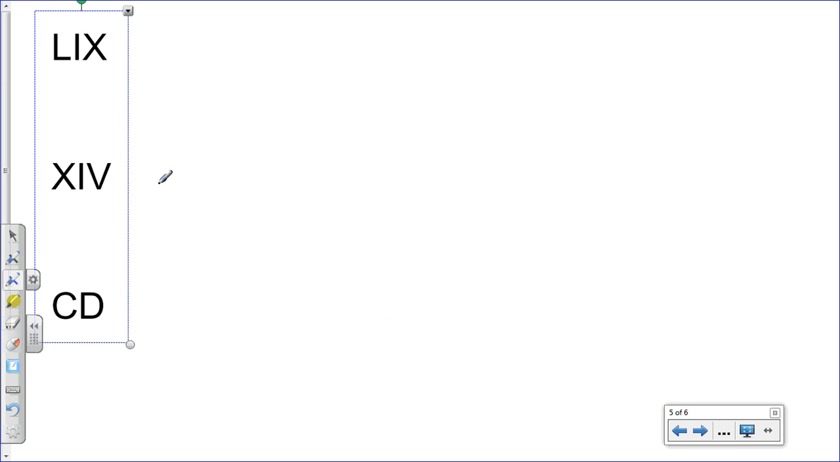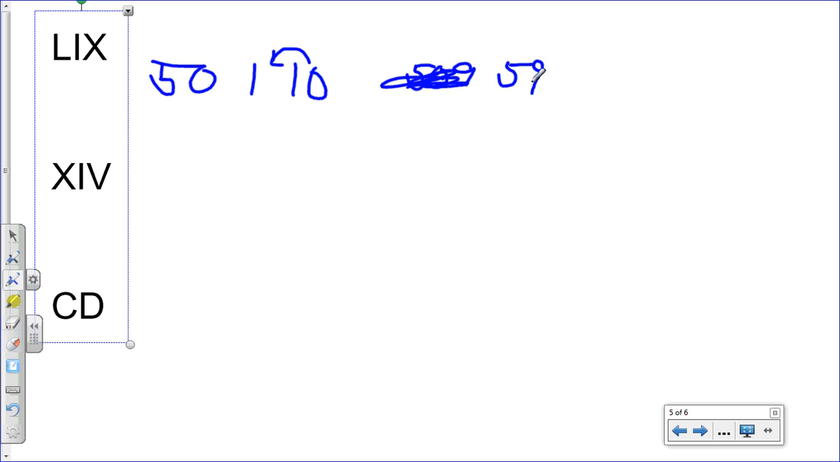So we go on to this next one here. We've got LIX. L is 50, I is 1, X is 10. We're always looking for the smaller number, but we're looking to the left first. We always subtract first, see if we've got any subtractions, then we go through and add. So there's 10, there's 1, that's a 9. So we've got 59. Oops, 59, not 509. Let's go with 59.